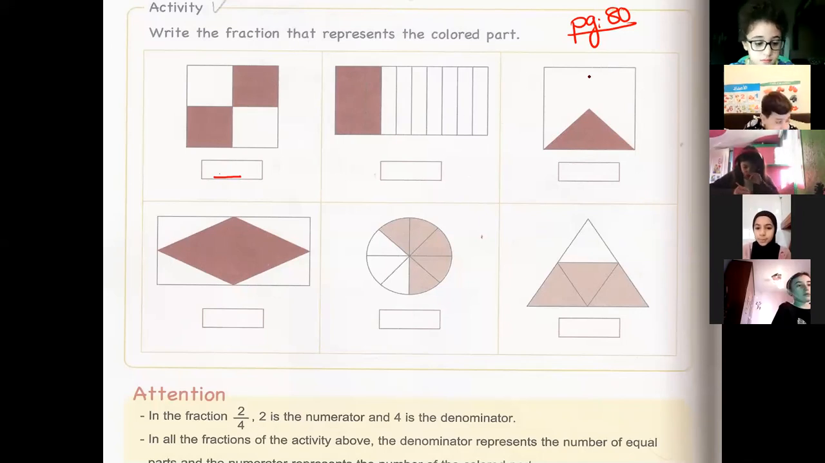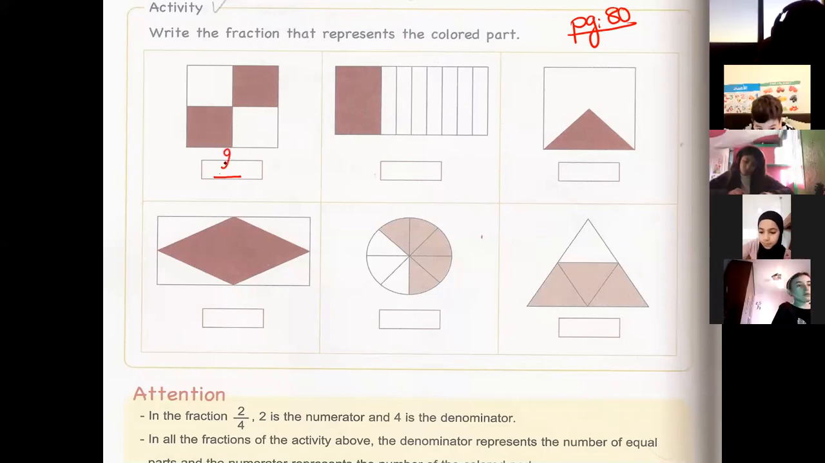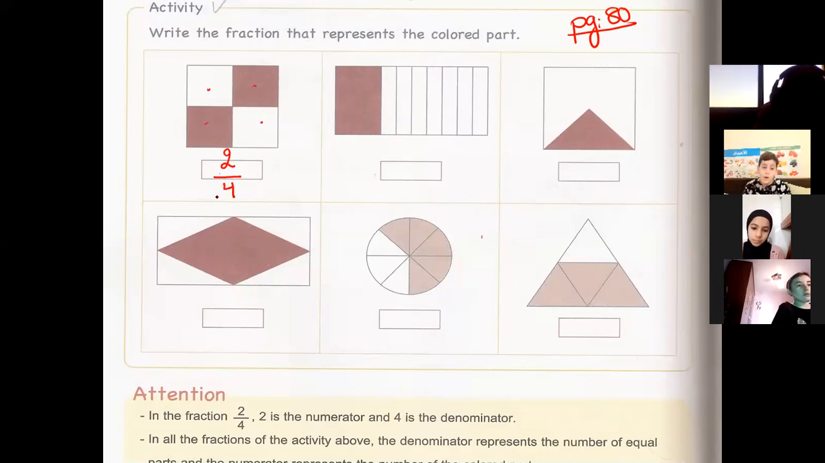Listen to yourself, Raneem, please. The number of colored parts. How many colored parts do we have? 2. So 2 up. Down, we will write what? The total number. What is the total number of all parts? 4. 1, 2, 3, 4. We divide the square into 4 equal parts. So the fraction is 2 out of 4.